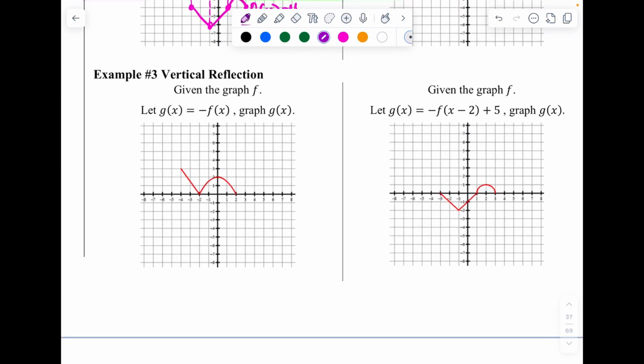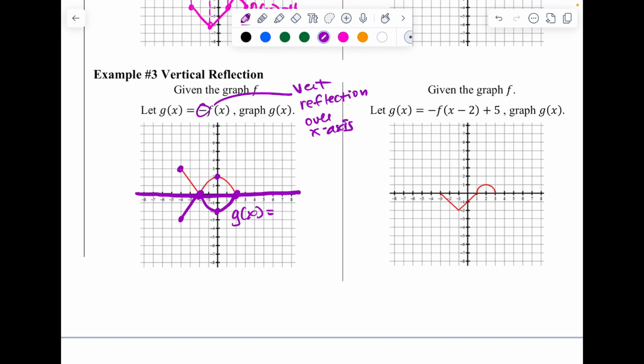All right, so let's look at what happens when, again, outside the parentheses tells me it's vertical. Multiplying by a negative is a type of reflection. A vertical reflection means it's going to reflect over the x-axis. So if this is the x-axis, imagine this is a mirror, and everything's going to reflect vertically. So at this point here, since it's 3 above, it's now going to go 3 below. This point here is on the x-axis. This point here is 2 above, so now it's going to go 2 below. And this one's on the axis. So we're going to connect those dots, and this is g of x, which is the vertical reflection of f of x.